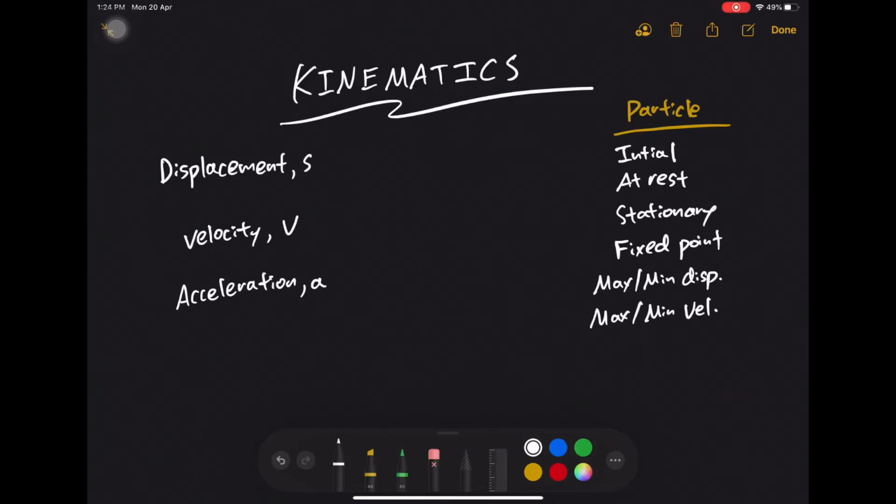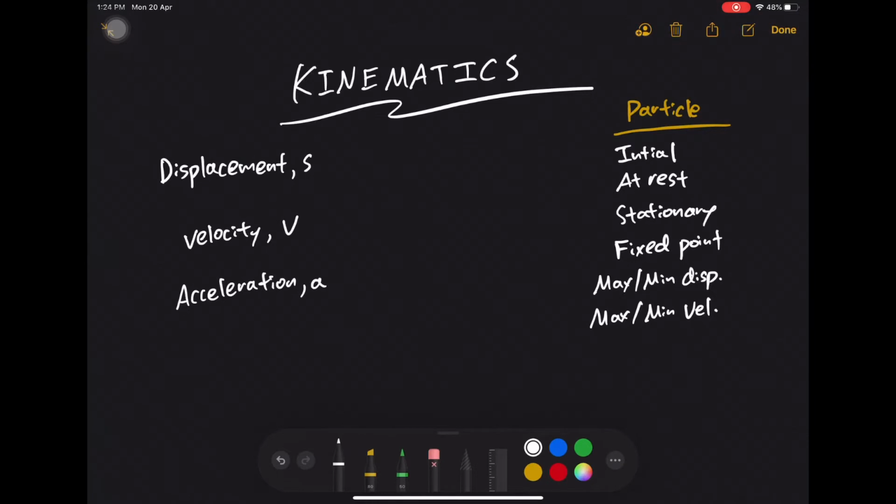Today we are going to go through kinematics. And what is kinematics about? Kinematics is all about your displacement, velocity, acceleration, time, speed, distance. If you learn in physics, you will know that kinematics is all about this.